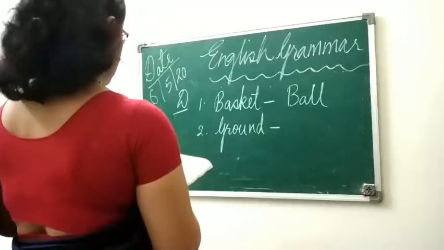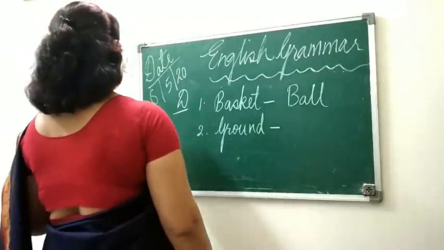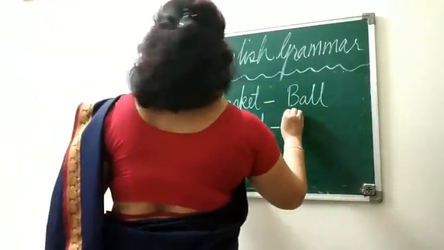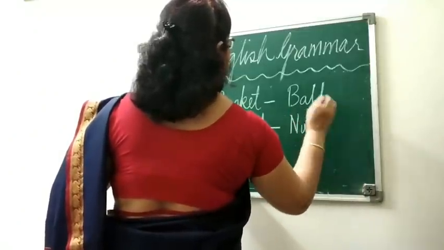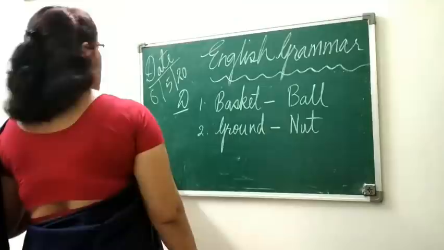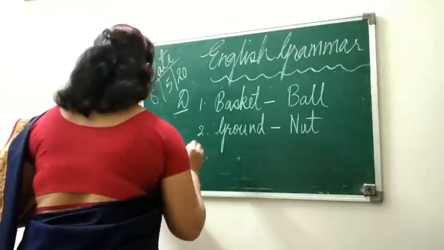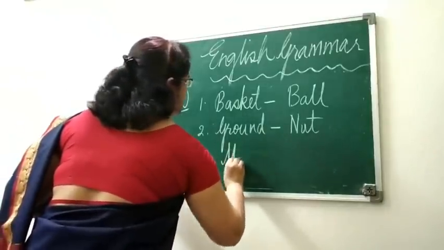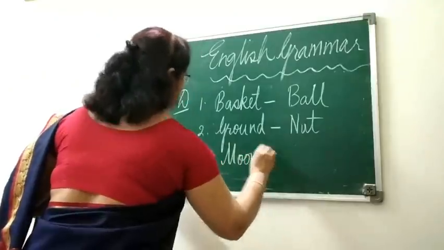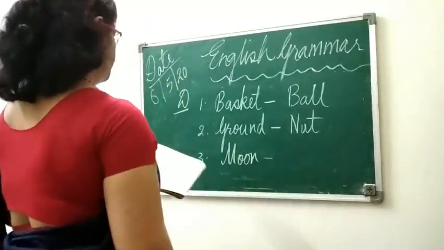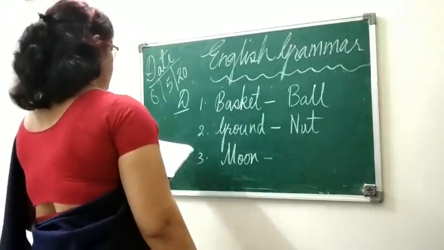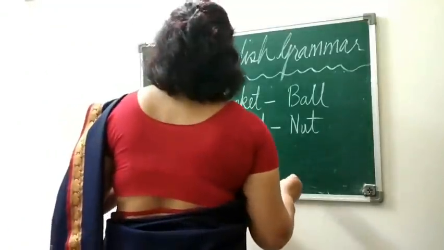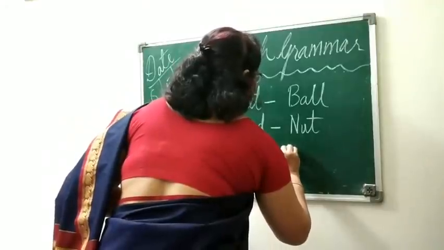Now, what is the correct word here? What are you going to write with ground? Ground, nut. Okay, children? Now the third one. Third one is moon. Now, what are you going to write with moon? You have right. The correct word is light.